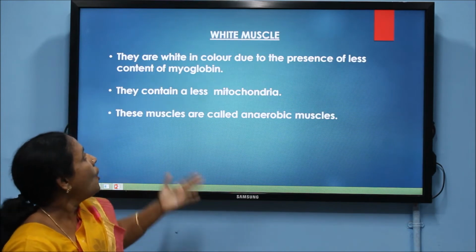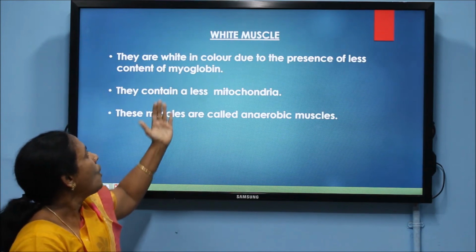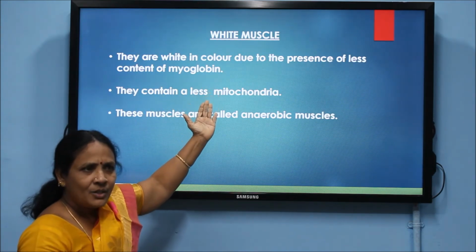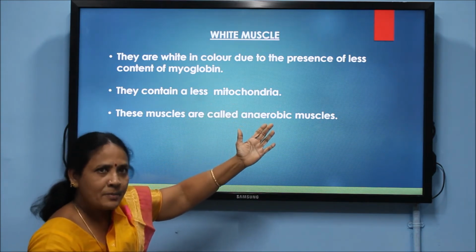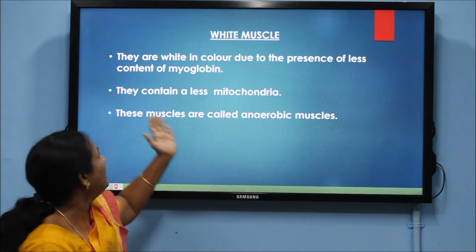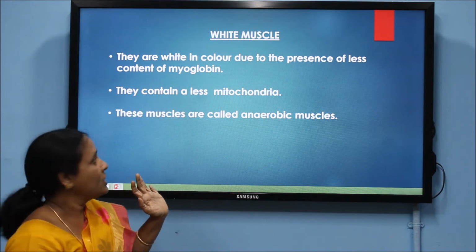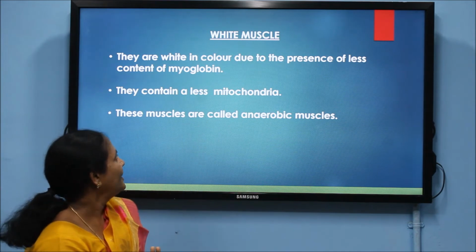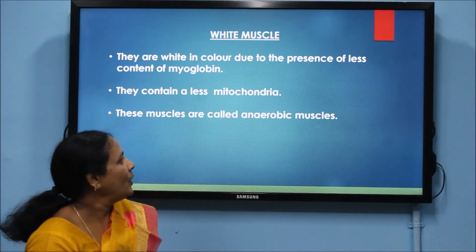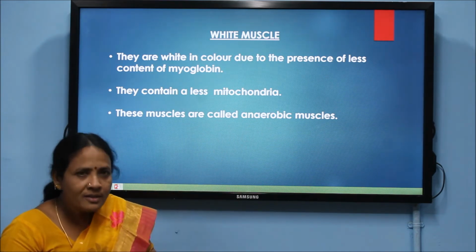Okay, next is the white muscles. They are white in color due to the absence or the small amount of myoglobin content. Then they contain fewer mitochondria, so they are said to be anaerobic muscles. Energy is not essential.